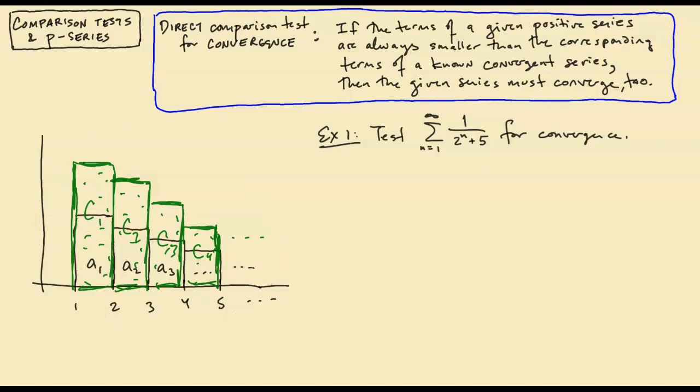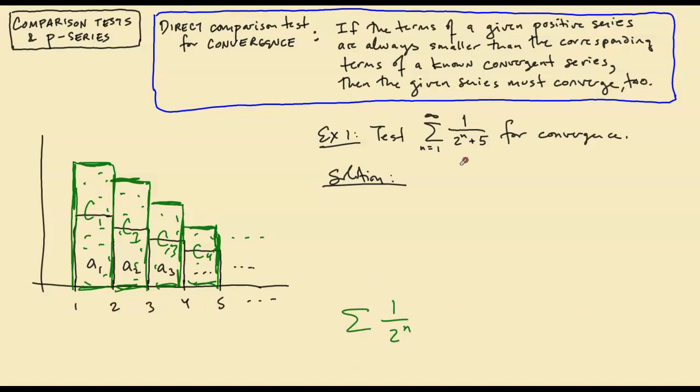What series could we use? Well, think about the general term, 1 over 2 to the n plus 5. Ooh, it's that plus 5 that throws everything off. If only it were just plain old 1 over 2 to the n, because that one I recognize is a geometric series. Half plus a quarter plus an eighth, etc. That's a convergent geometric series. Maybe I can do a comparison test.